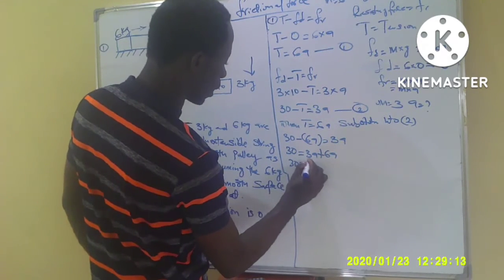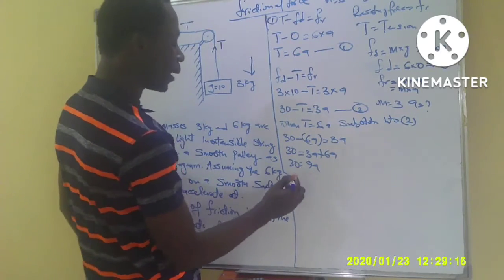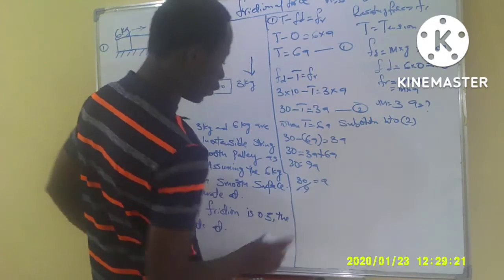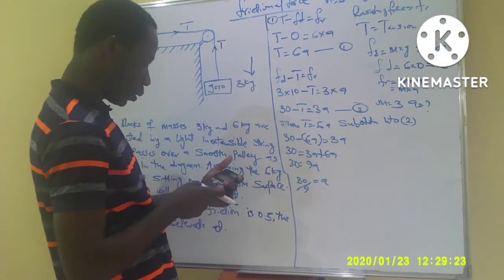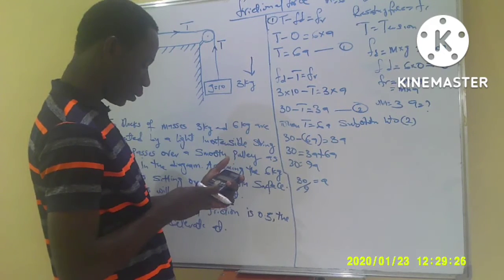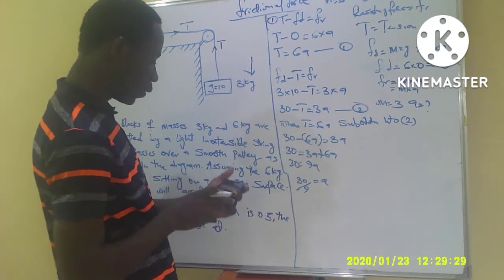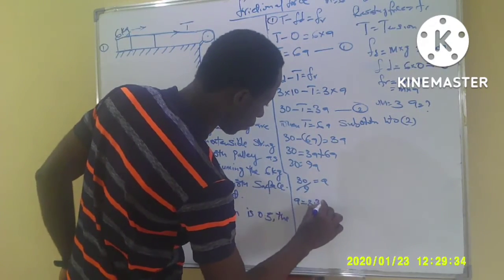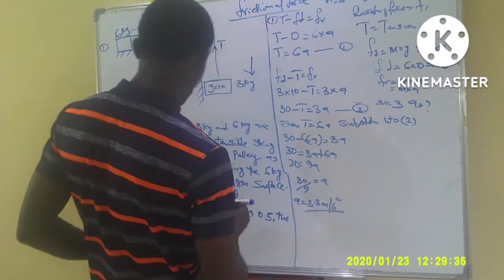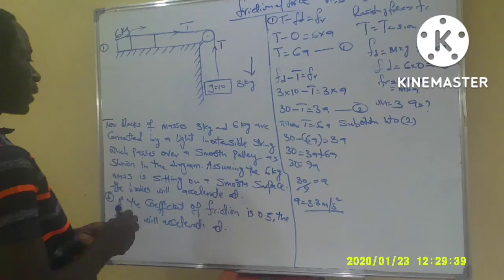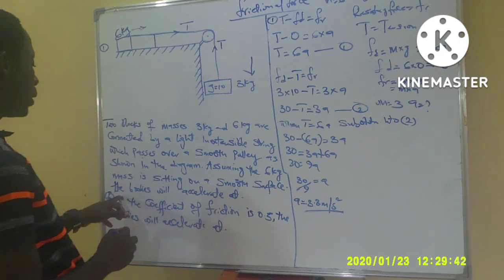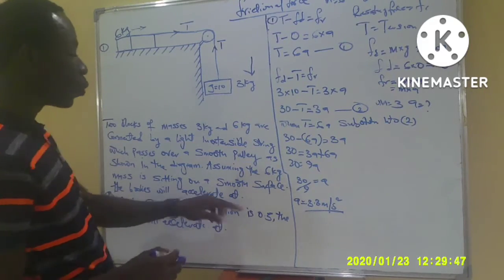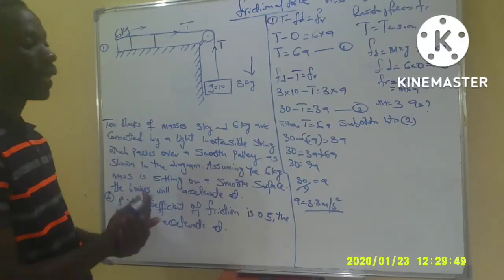30 is equal to 9A. That goes by 9. So 30 divided by 9 gives us 3.3. So A is equal to 3.3 meters per second squared. As the question says, what is the acceleration? The body will accelerate at 3.3 meters per second squared.